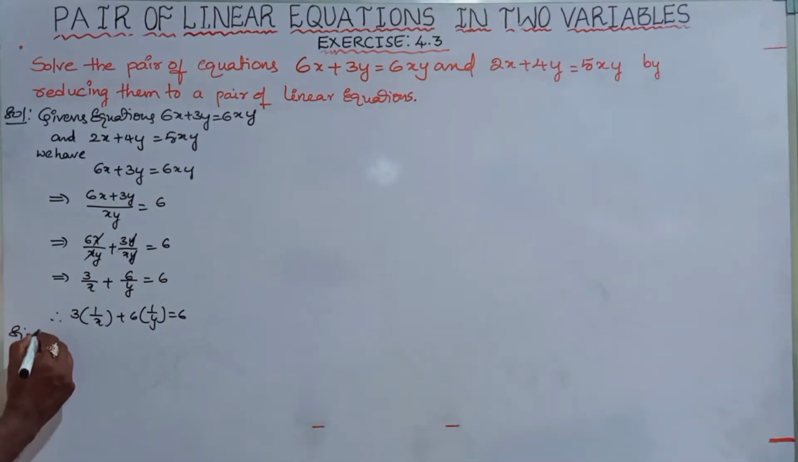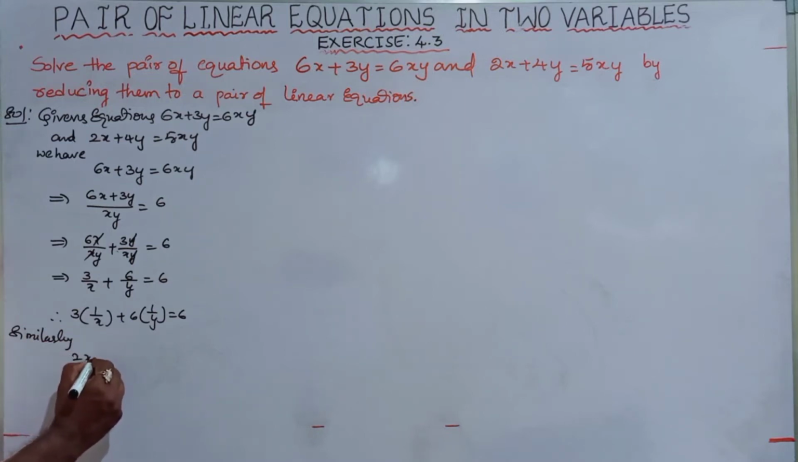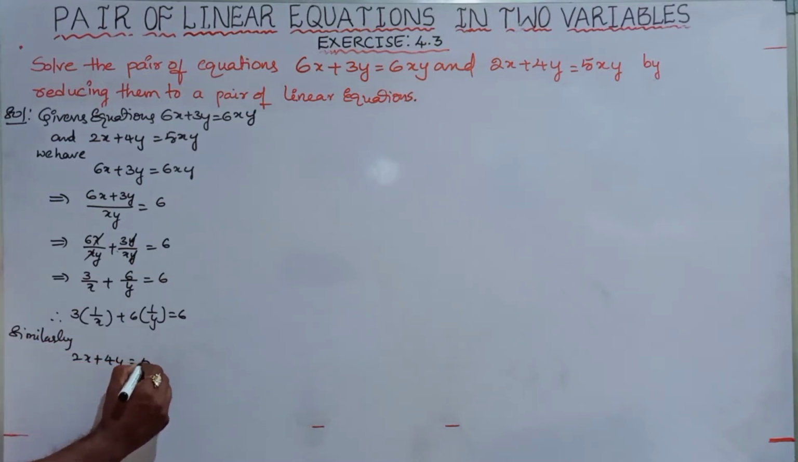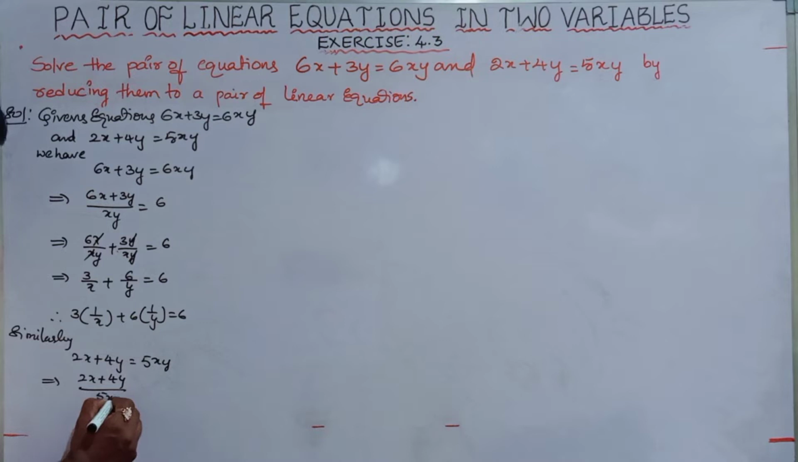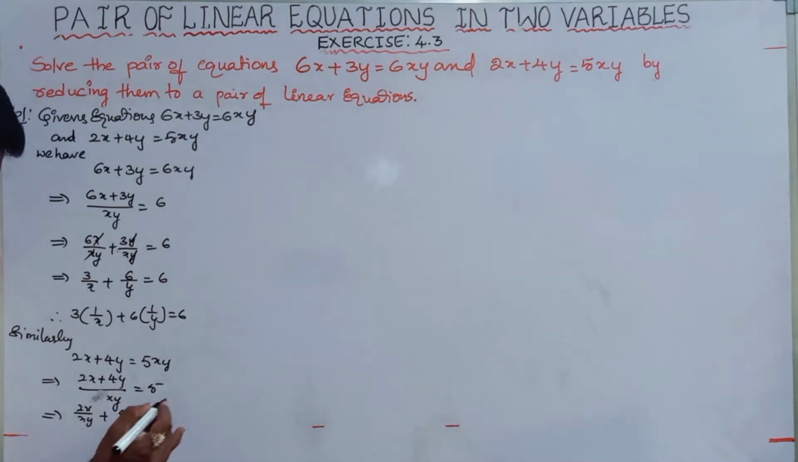Similarly, 2x plus 4y is equal to 5xy. It implies (2x plus 4y) by xy is equal to 5. It implies 2x by xy plus 4y by xy is equal to 5.